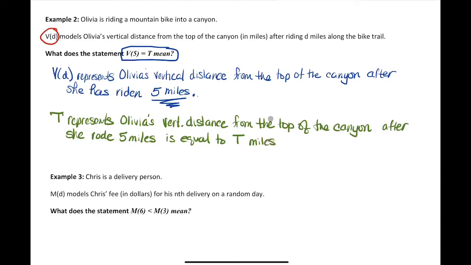Okay, so what I wrote down here is that Olivia's vertical distance from the top of the canyon after she rode 5 miles is equal to T miles. Now, this is a very abstract written problem because it doesn't say how many miles it is, but what we're saying is that those amounts are equal. Those values are equal to each other.